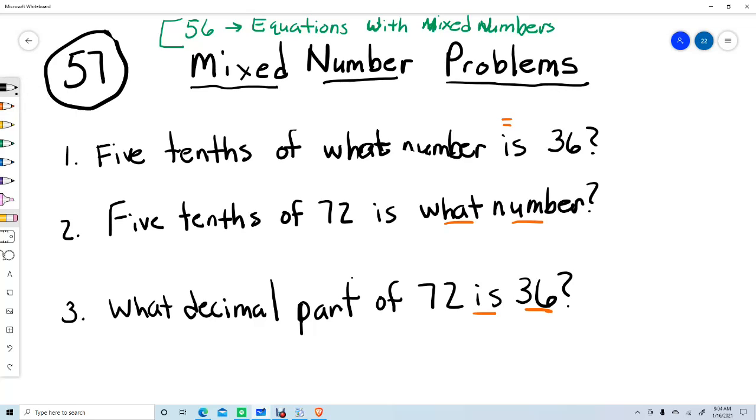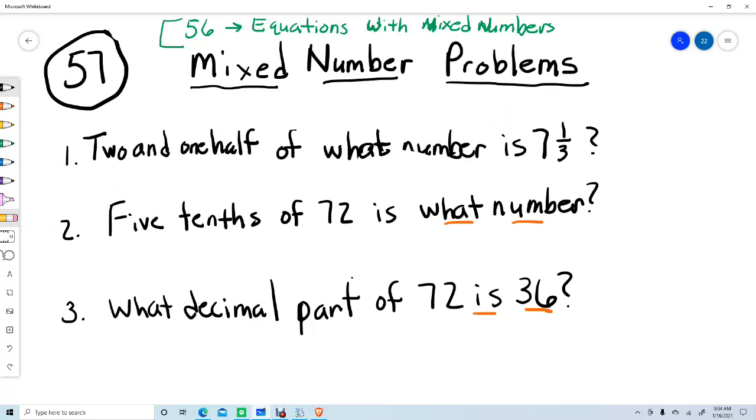But we're going to use mixed numbers. So let's see. I'm going to look at number 1. 5/10 of what number is... It's going to become, honestly, I'm using the example in the book. So if you get confused and you want to check out your book, this is going to be a review. 2 1/2 of what number is 7 1/3?